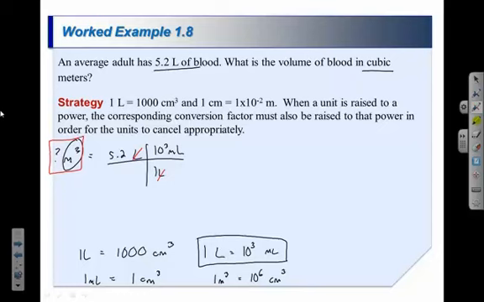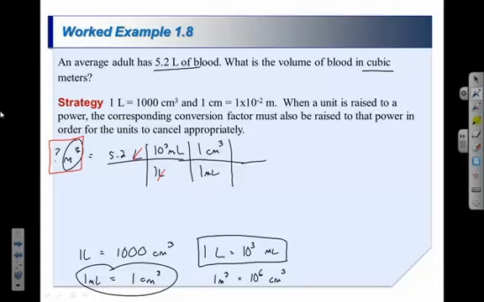So now I've got milliliters. I want to cancel that and get closer to the meters cubed. So I would look at going from milliliters to centimeters cubed. Then I would go from centimeters cubed to meters cubed. So I can cancel out these units I don't want. I got the units I want. Now it's just a matter of plugging into my calculator.